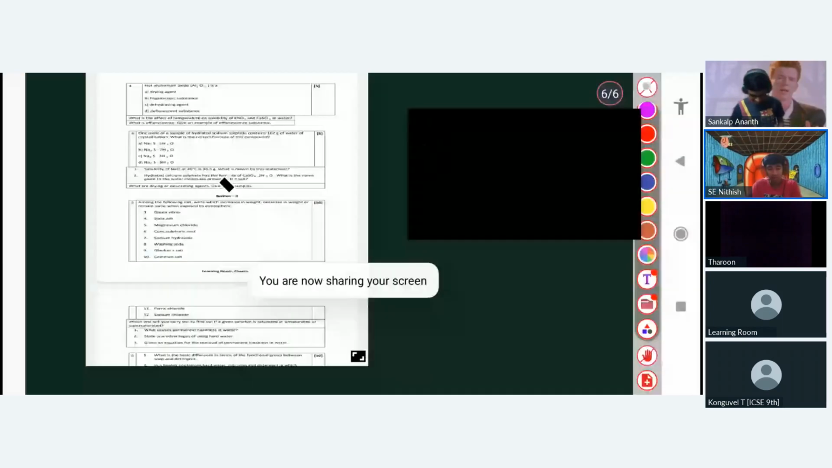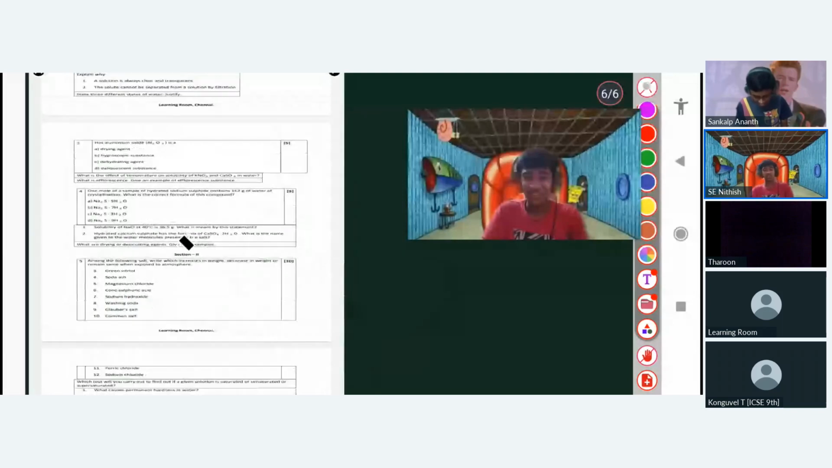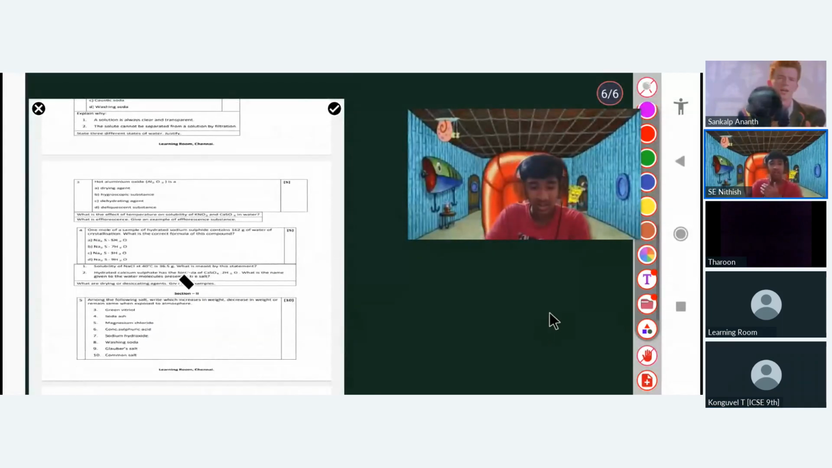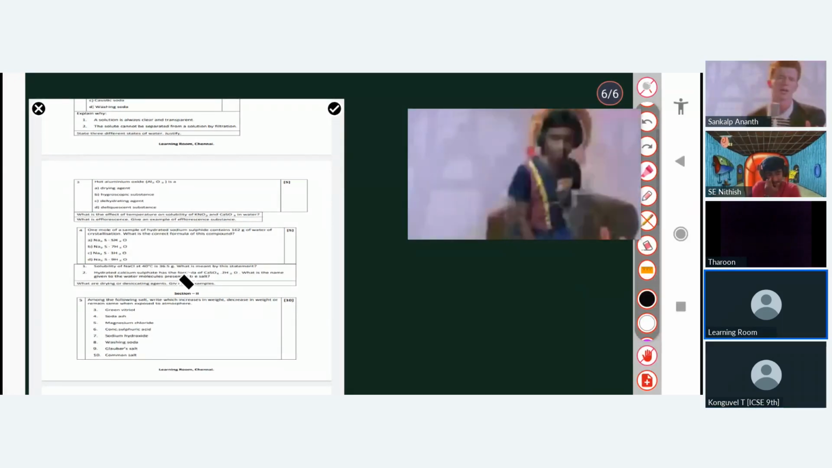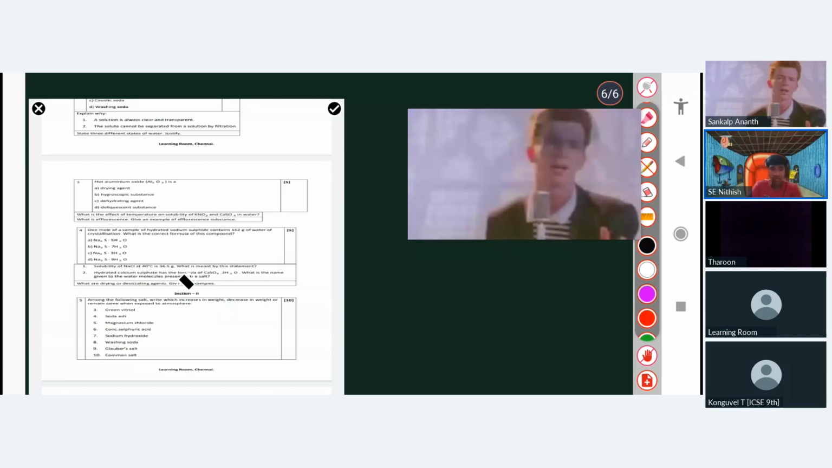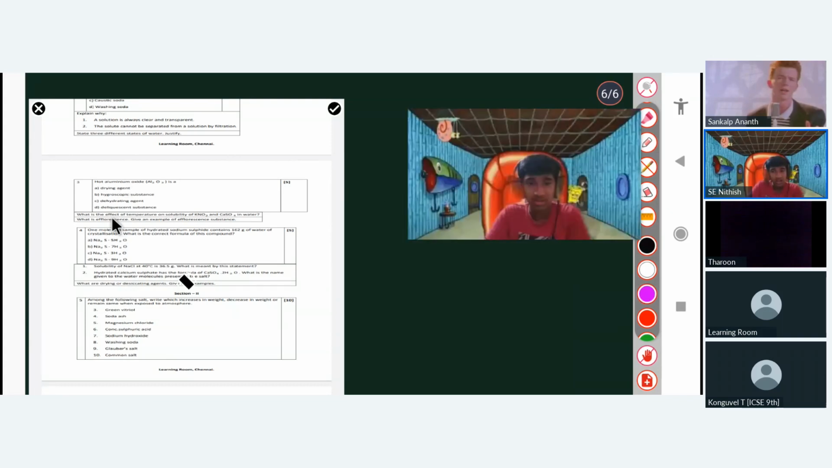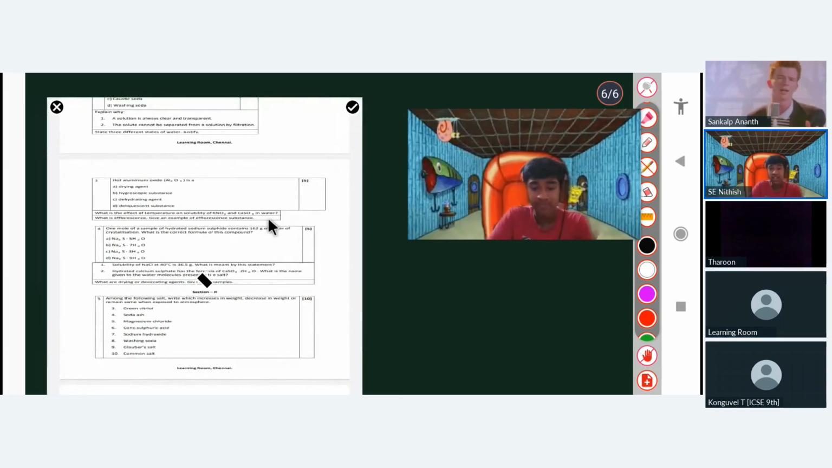The second one: the effect of temperature on solubility of KNO3 and CaSO4. Is this screen visible? Yes, sir. So what is the next question? The effect of temperature. We have studied this, isn't it? For KNO3, as temperature increases, solubility increases very high.